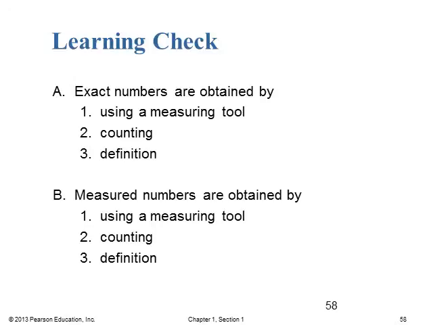And so, as a quick learning check, exact numbers are obtained by, and here we have a measuring tool, and measuring tools are not always exact, so choice 1 is not going to be correct. And then we have counting and definition, and so both 2 and 3 are correct. We can count exact numbers. If we said we have 2 soccer balls, we count 2 soccer balls, or we have some type of definition or some type of conversion. So then in B, measured numbers are obtained by, and that's just the opposite. We have measured numbers, we use a measuring tool, and that's choice 1.